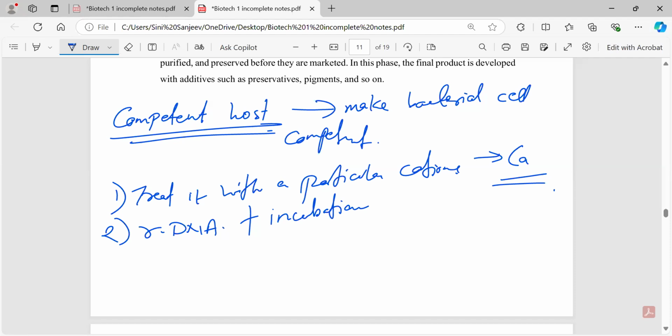Next, whatever recombinant DNA is now inside your bacterial cell, you just have to inject it.